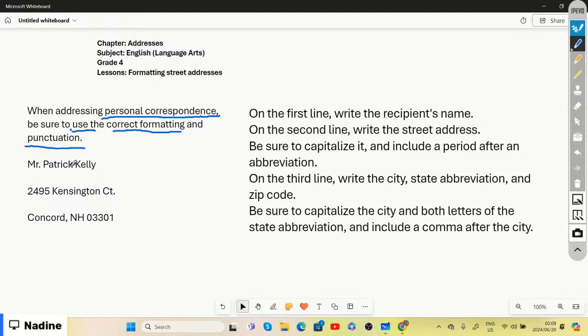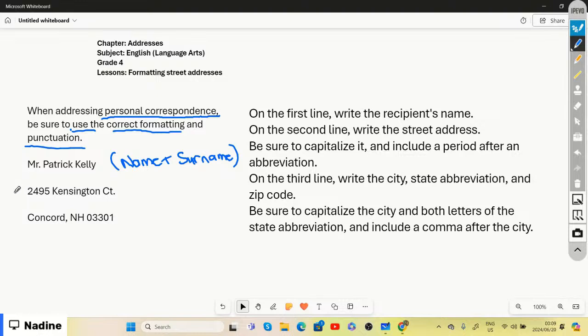So you're going to start by, for example, first adding your name and surname. So you're going to be either Mr. or Miss, so Mr. Patrick Kelly, for example. This will be your name, or the name of the person that you're sending it to, the name and surname. That is on the first line, right?